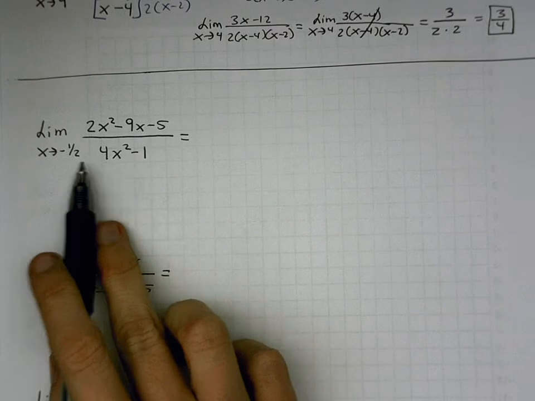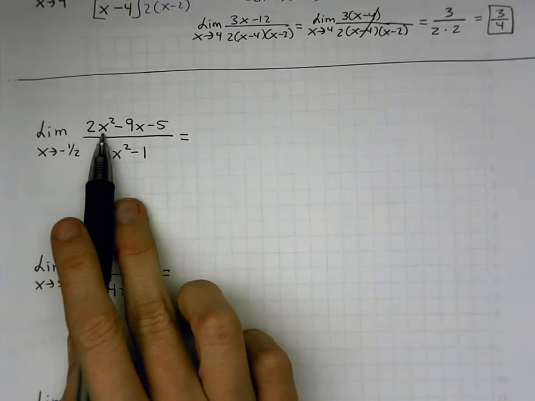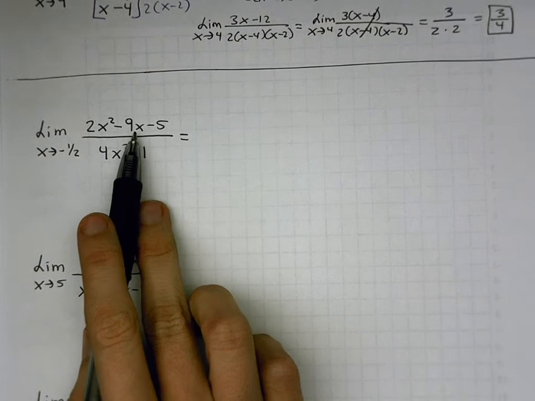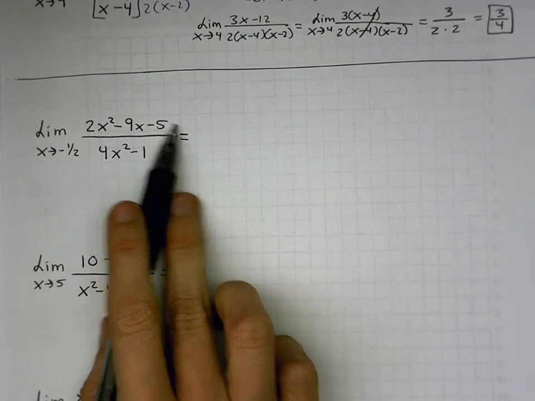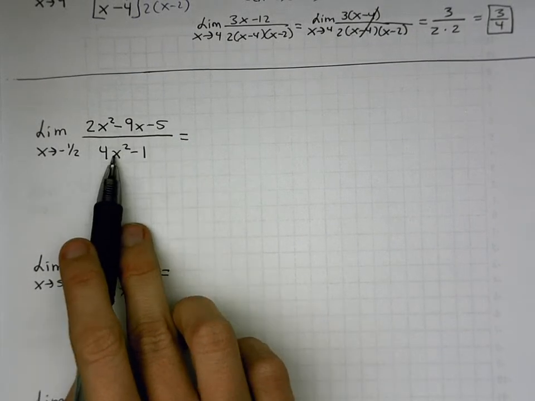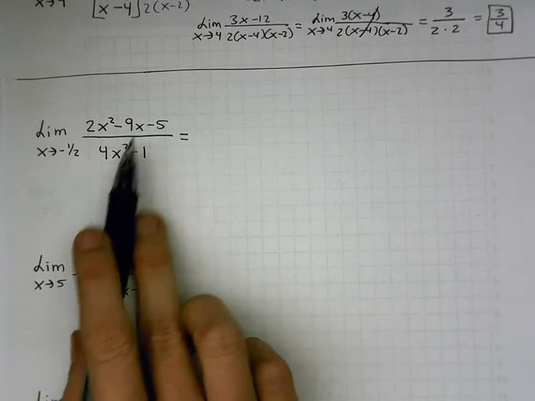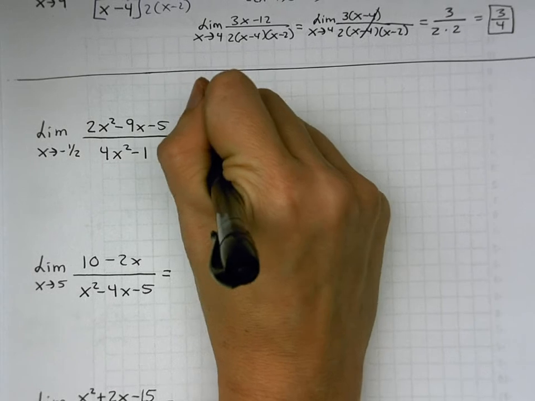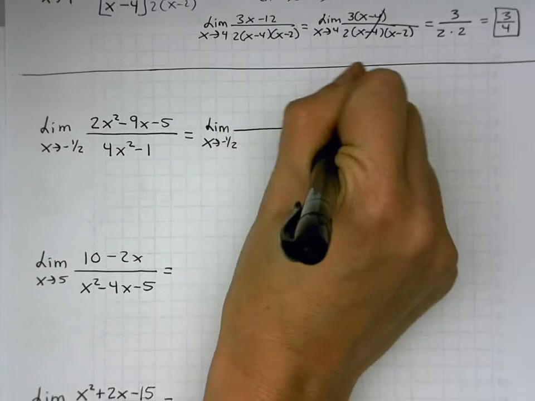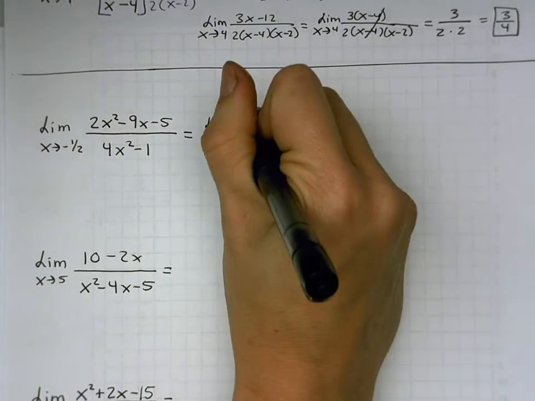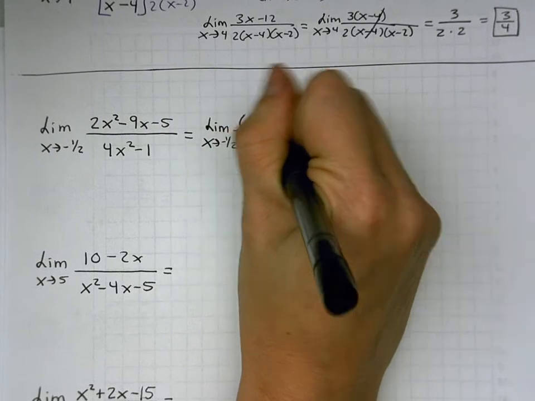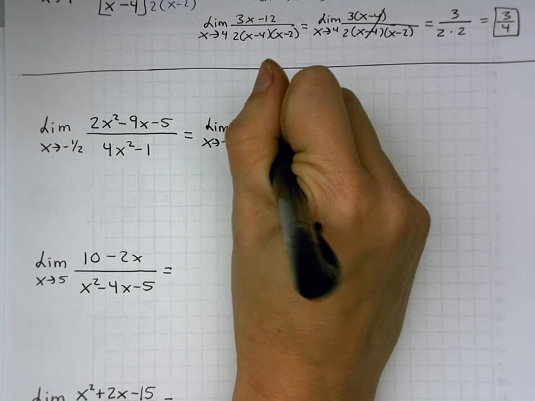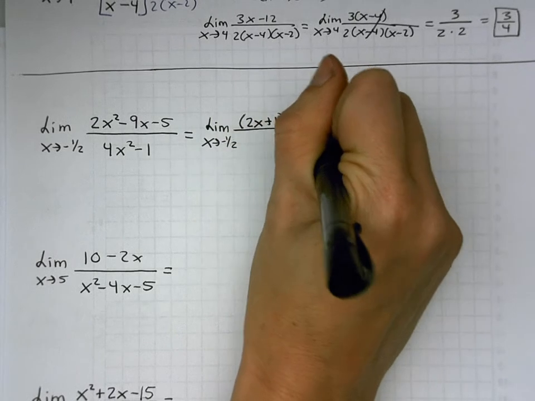Okay, when I plug in negative 1/2 in here, I get 1/2 plus 9/2, which is 10/2, or 5 minus 5, which is 0, over 1 minus 1, which is 0. I can't have 0 over 0, so I am factoring. Factoring this numerator, I'm looking for two things that multiply to negative 10 and add to negative 9. That would be 1 and negative 10. So I'm going to have 2x plus 1 and x minus 10.